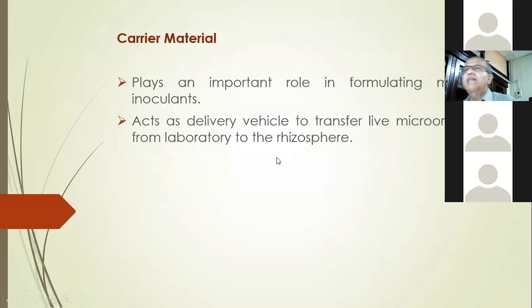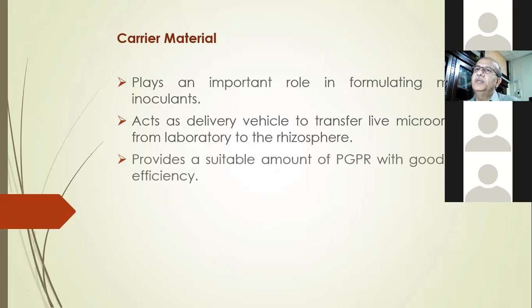The carrier material acts as a delivery vehicle to transfer live microorganisms from the laboratory to the rhizosphere. What we generally recommend is that you open this bag and apply it to the seed and then sow the seed in the field. When the seed germinates, it will have bacteria on the surface of the seed. Those bacteria will stick to the plant roots, and in this way, this can provide the beneficial effects. So this is the carrier material.